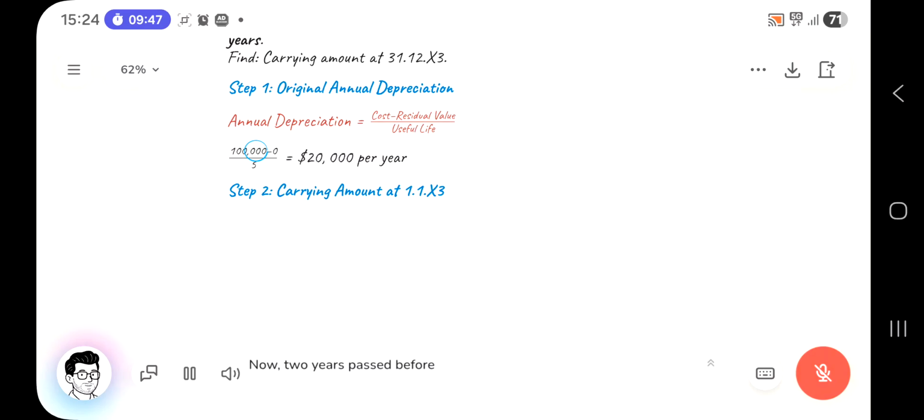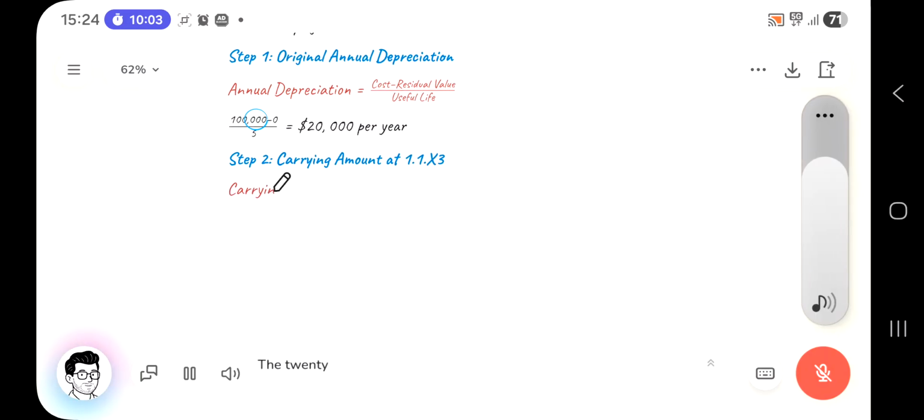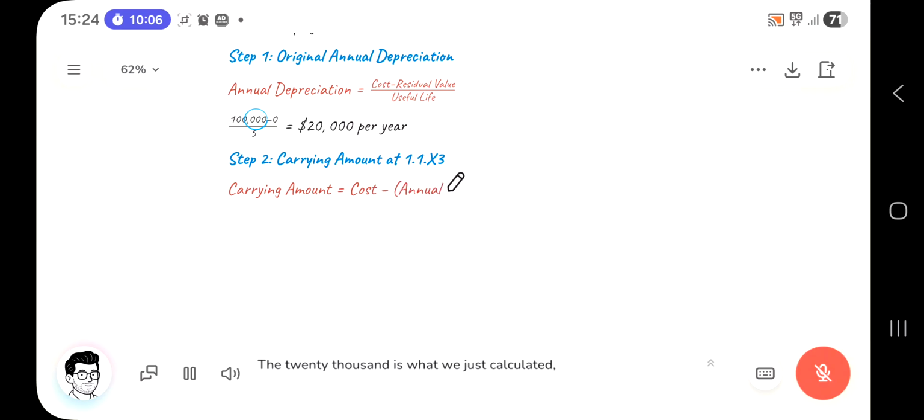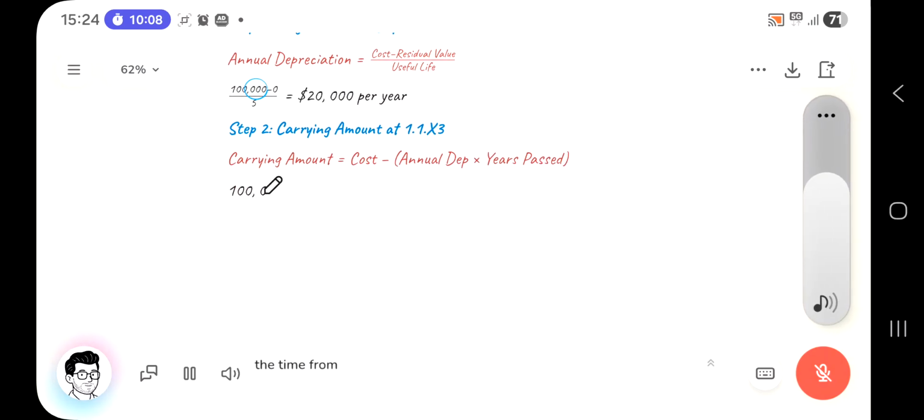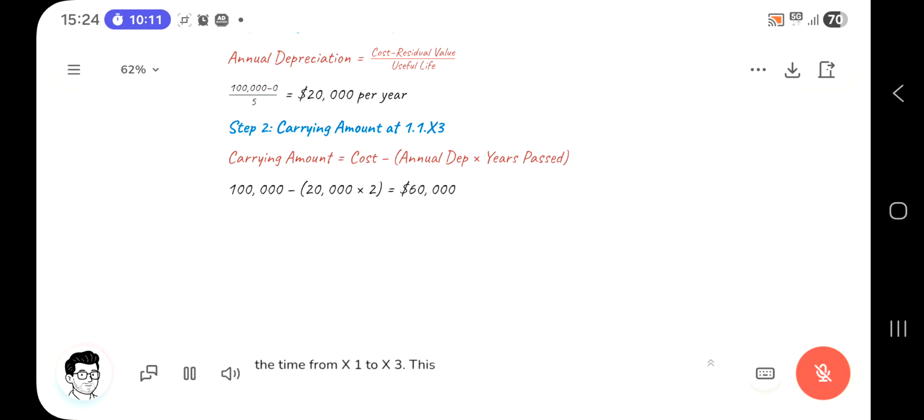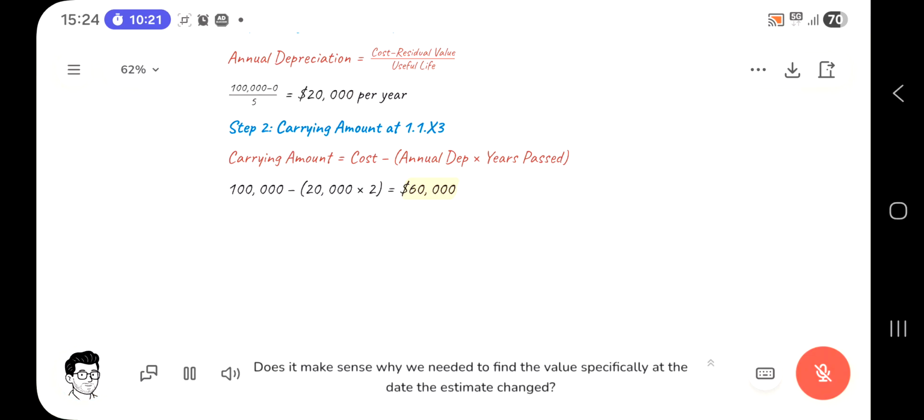Now, 2 years passed before the revision, all of X1 and all of X2. We need the carrying amount, which is just the cost minus the accumulated depreciation. The $20,000 is what we just calculated, and the 2 years is the time from X1 to X3. This $60,000 is our new starting point. Does it make sense why we needed to find the value specifically at the date the estimate changed?